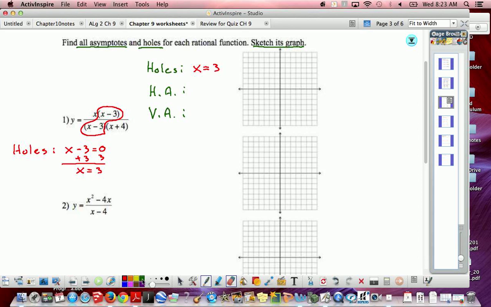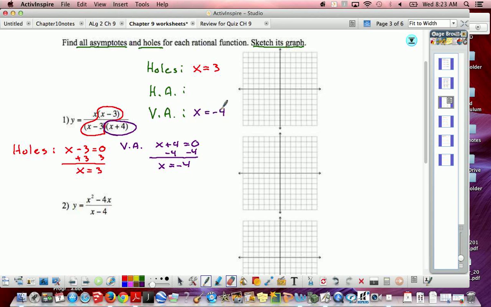Now, to find the rest of the pieces, when I talk about my vertical asymptote, I'll take the other factor, x plus 4, and set it equal to 0, because I know that I can't divide by 0 also. I'm going to subtract 4 from both sides, so I get x equals negative 4. That's where my vertical asymptote is going to be.